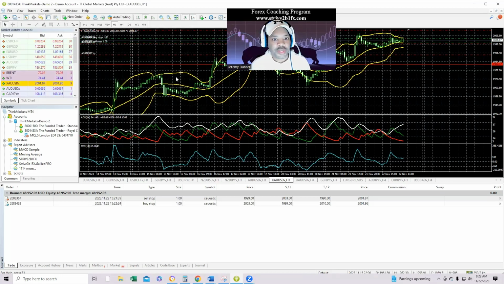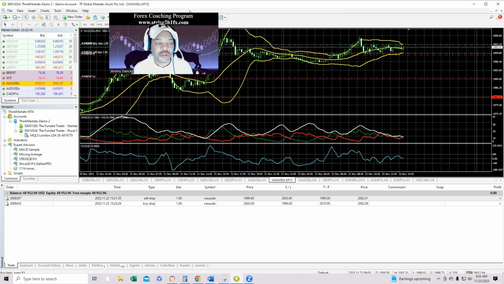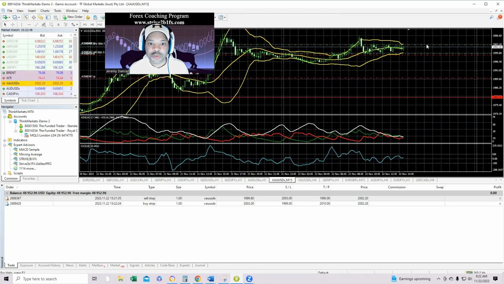All right, so now we have it nice and tight. Let's go to the 15-minute time frame. All right, so we can see everything is pretty much lined up the way it should be. You can see this right here is my buy stop, and this right here is my sell stop. And we can see here, if everything goes well, I'd make 960 on that one.